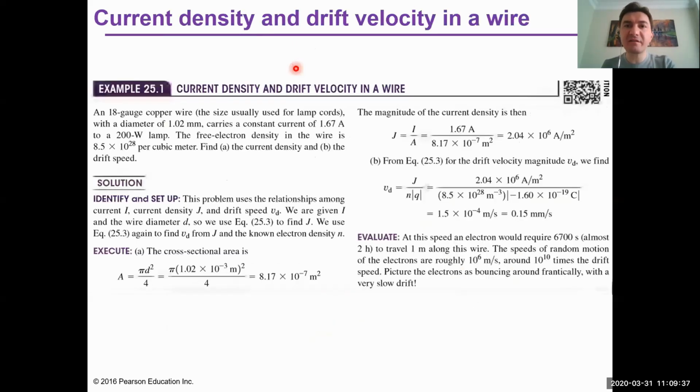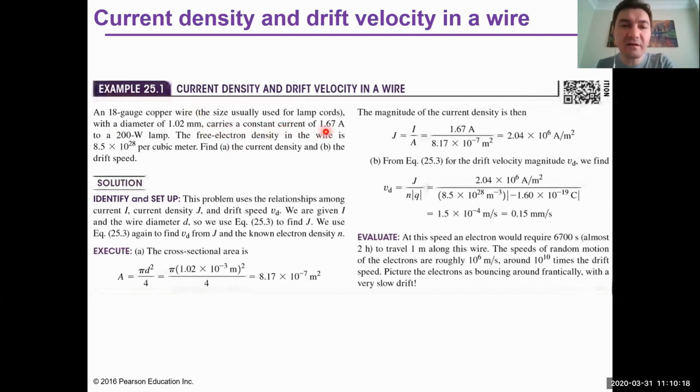So let's try to continue with that example from the book. This explains current density and drift velocity in a wire. So we have a copper wire here, 18 gauge. 18 gauge is a coding number for copper wires, the size usually used for lamp cords. This has a diameter of 1.02 millimeter. So you can consider that this is copper wire, and the diameter is given within the question.